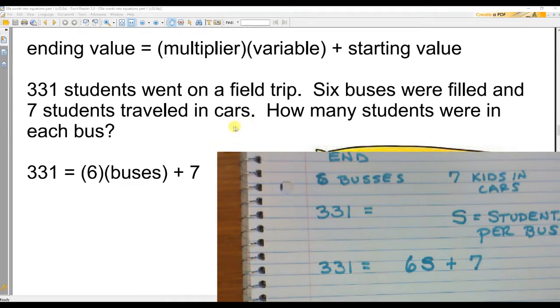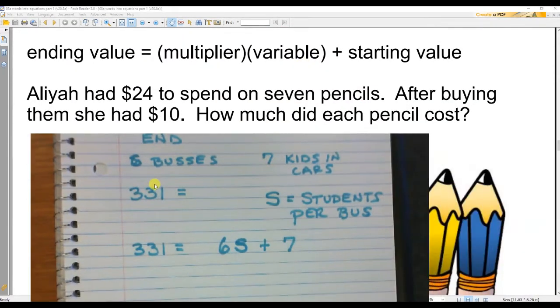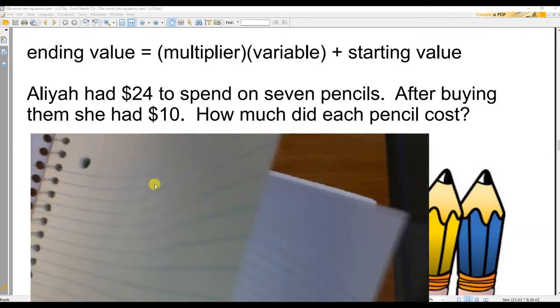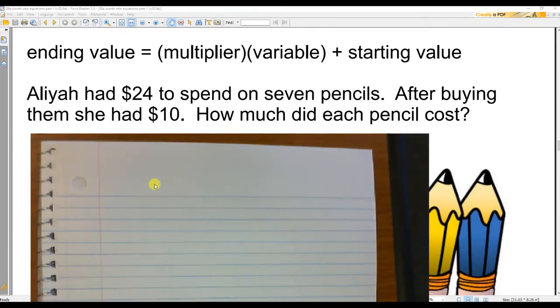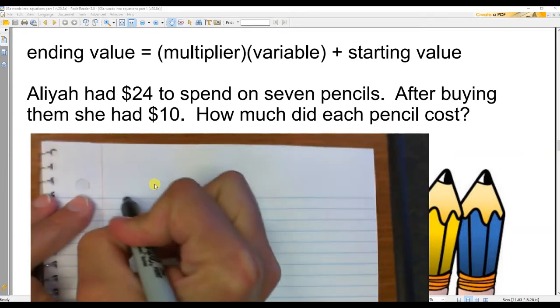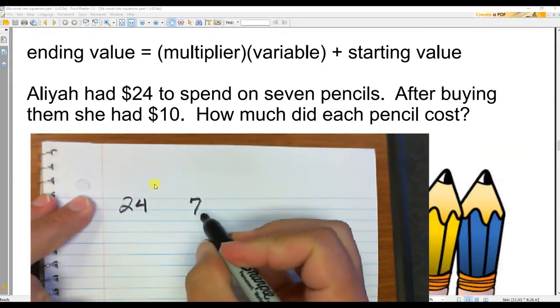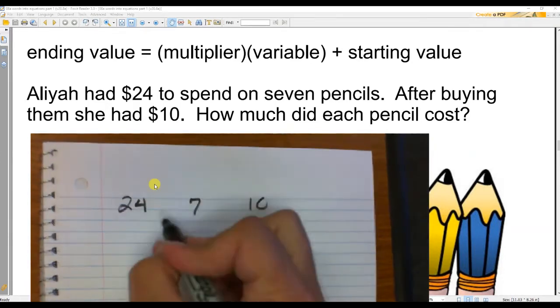Let's try another one. If I can move my slide. Lee had $24 to spend on 7 pencils, so we have a 24. We have a 7, and she had $10 at the end of it. How much did each pencil cost? Let's go with C for cost.